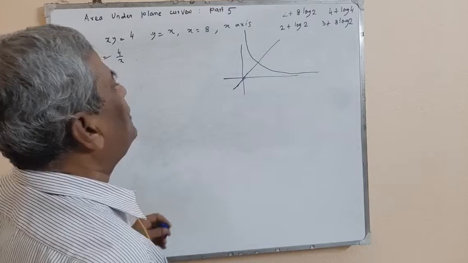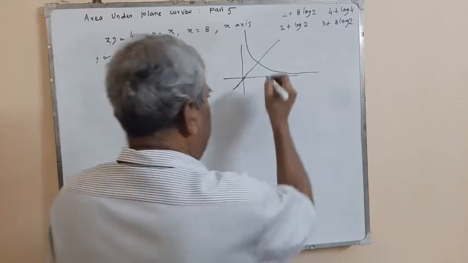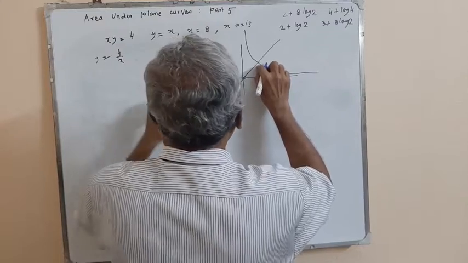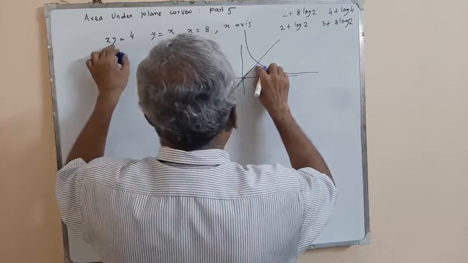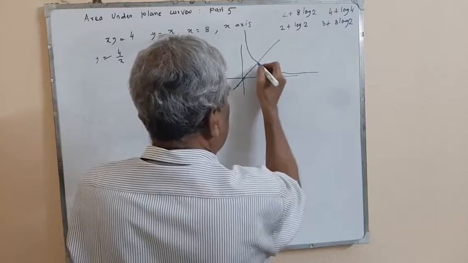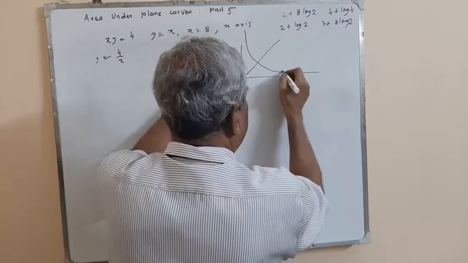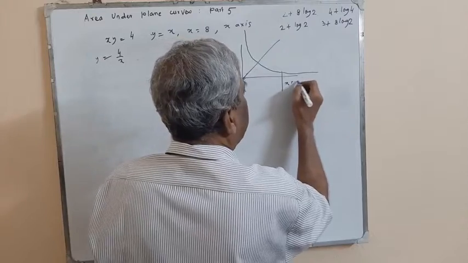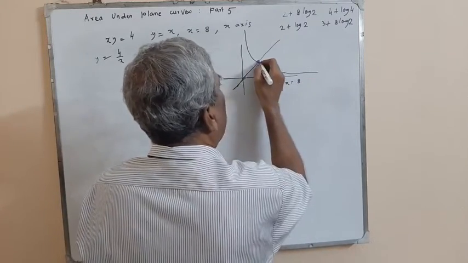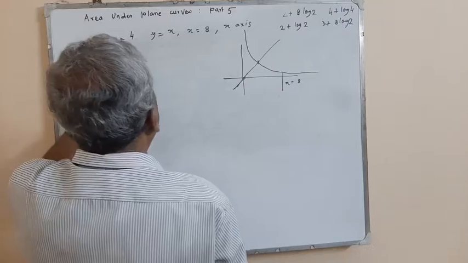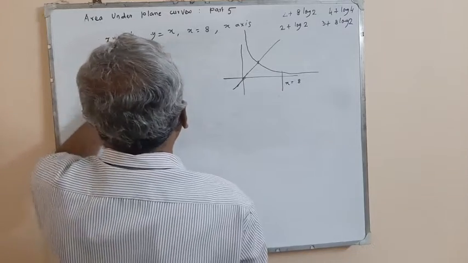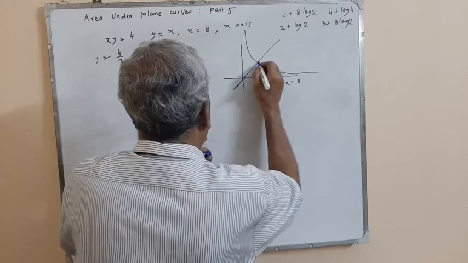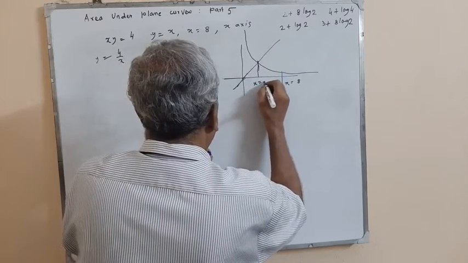And x is equal to 8. At this point, y is equal to 2. X is equal to 8 is somewhere there. This point, where y is equal to x square, is x is equal to 2.